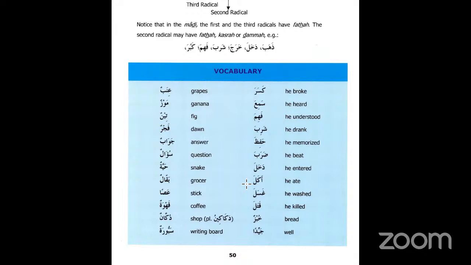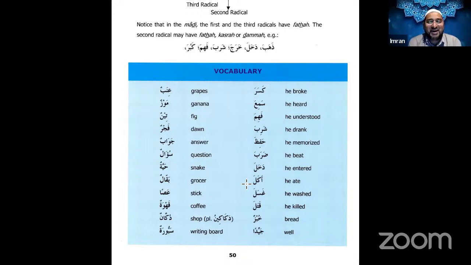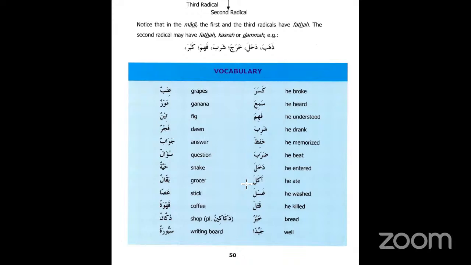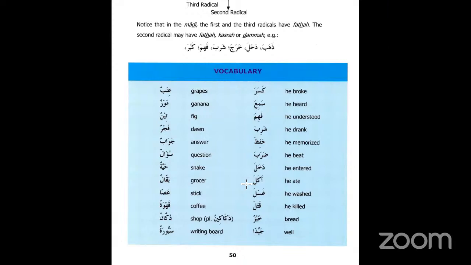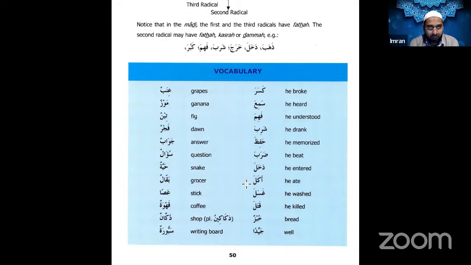Inabun, grapes. Mauzun, banana. Tinun, fig. Fajrun, dawn. Jawabun, answer. Su'alun, question. Hayyatun, snake. Baqqalun, grocer. Asan, stick. Qahwatun, coffee. Dukkanun, shop. Dakakinu is the plural. Sabburatun is the writing board.